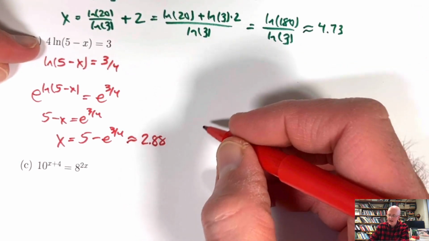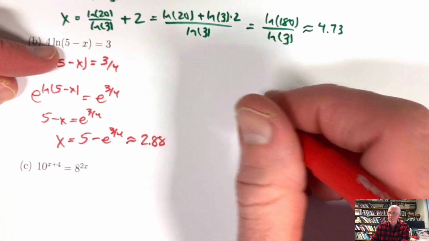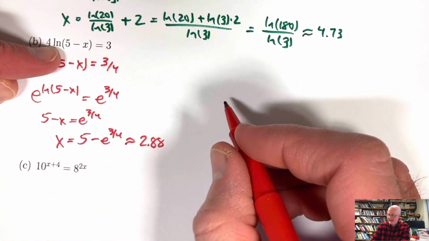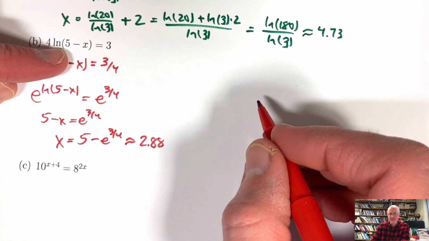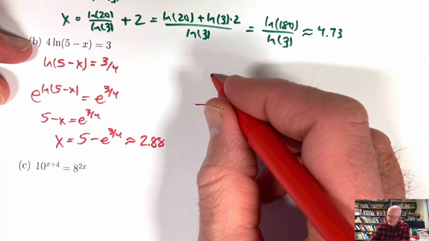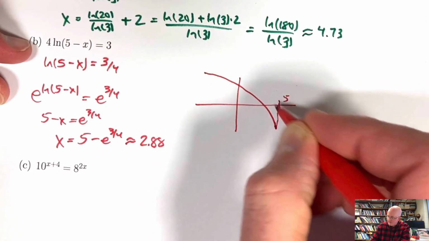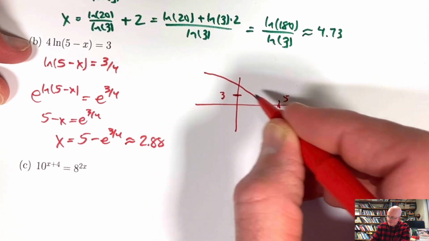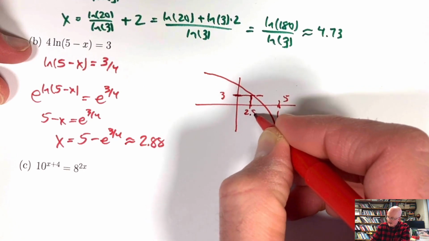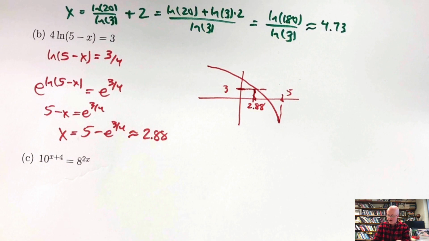The graph of ln of x is increasing and concave up. If I replace x with 5 minus x, I get a reflection, so the graph looks like this. And it does get shifted to the right in the end so that it has a vertical asymptote at x equals 5. The graph of this function looks something like this with a vertical asymptote at 5. If you draw a horizontal line at 3, we have just figured out that they intersect at about x is 2.88 or so. Okay, that would be what's going on graphically there.